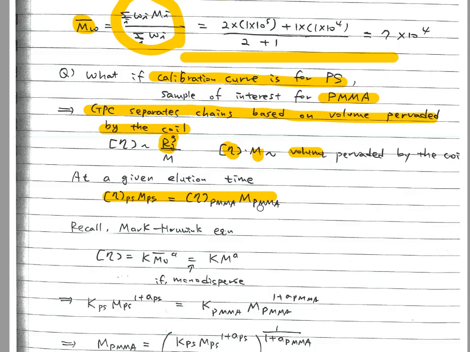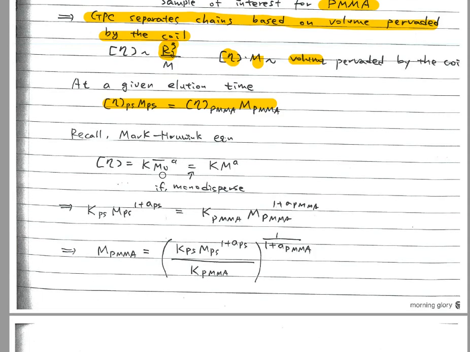Then you can use the Mark-Houwink equation, this equation. But here the Mark-Houwink equation only applies to the viscosity average molecular weight. So this one is different. This molecular weight is different from the viscosity average molecular weight.